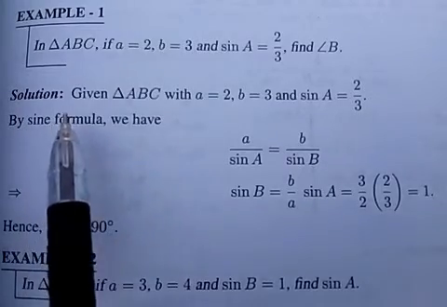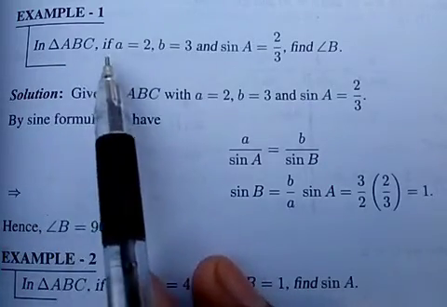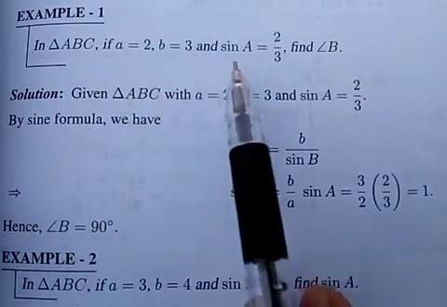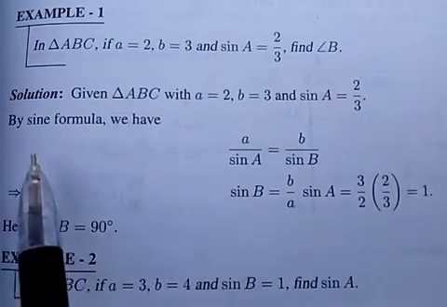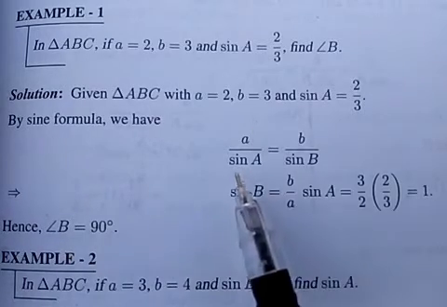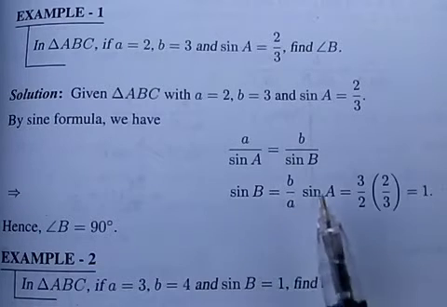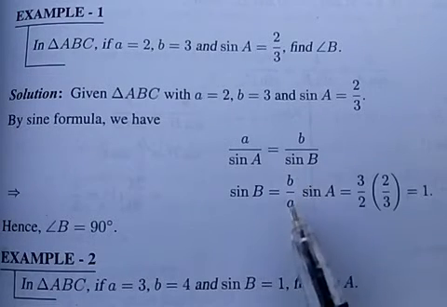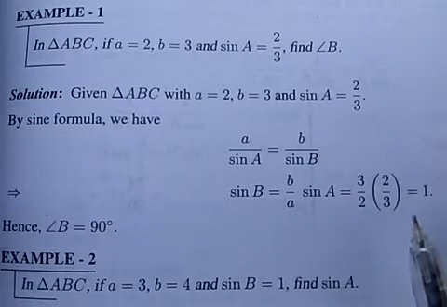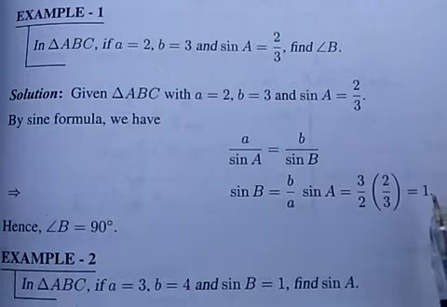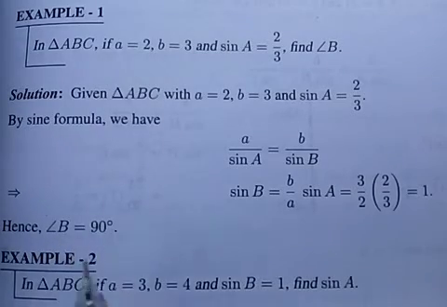Now we will discuss some questions based on the sine rule. For example, in triangle ABC, if a equal to 2, b equal to 3 and sin A equal to 2 by 3, find angle B. We can apply the sine formula here. a upon sin A equal to b upon sin B. To find the value of sin B, we can write the given formula in the form b upon a into sin A. We can substitute values of a, b and sin A. We get sin B equal to 1, then 1 is the value of sin 90 degrees, so angle B equal to 90 degrees.